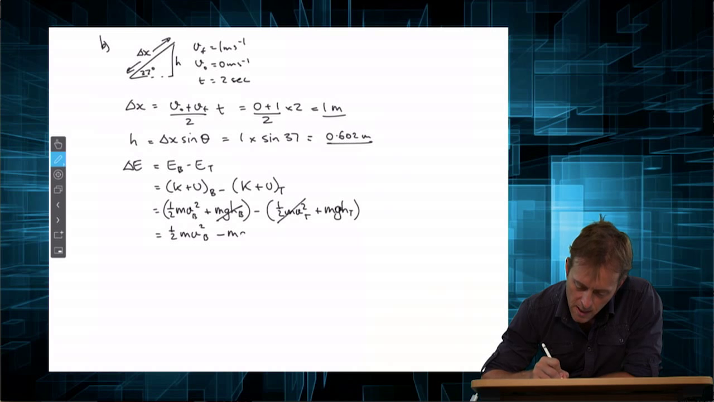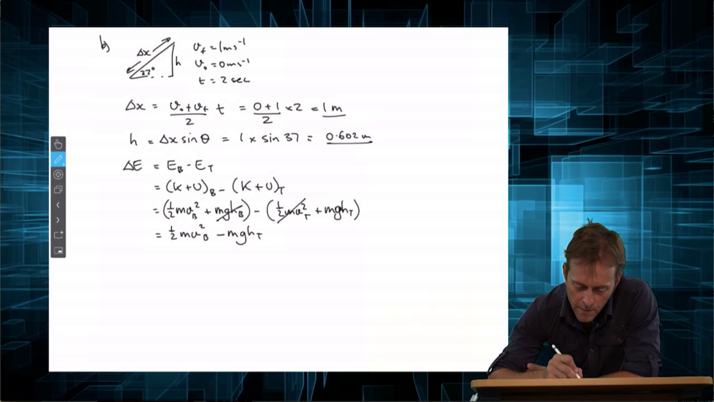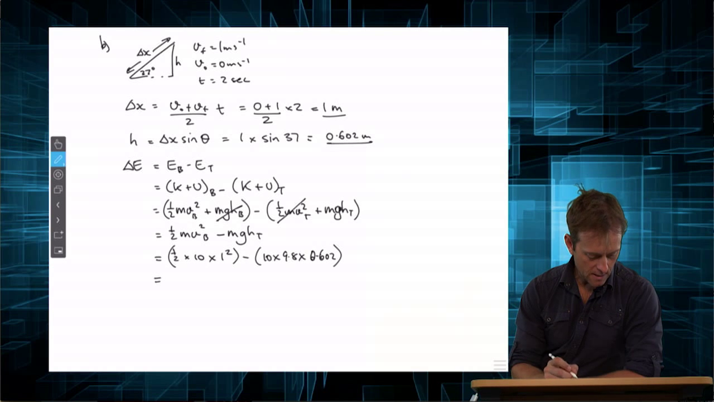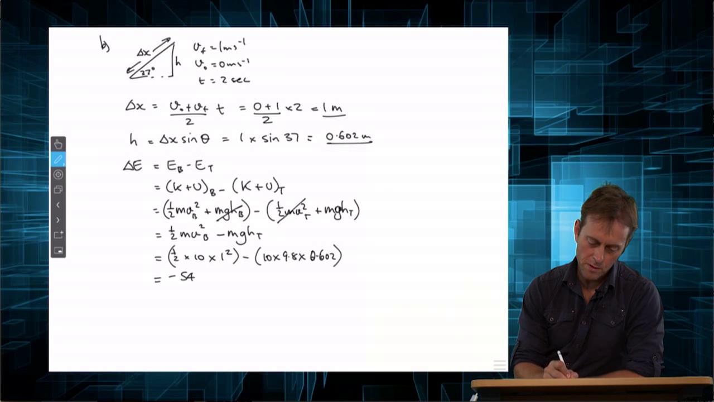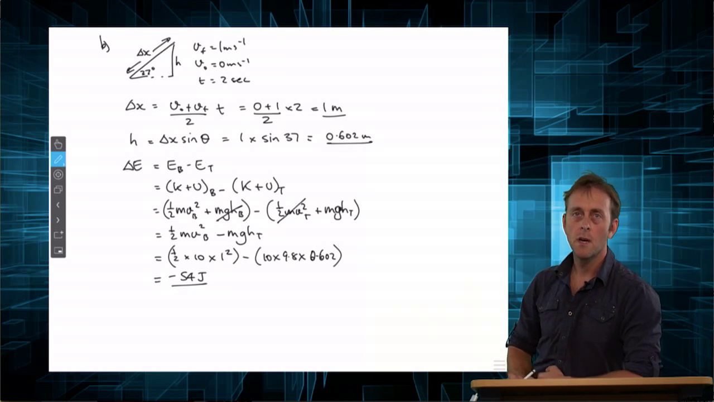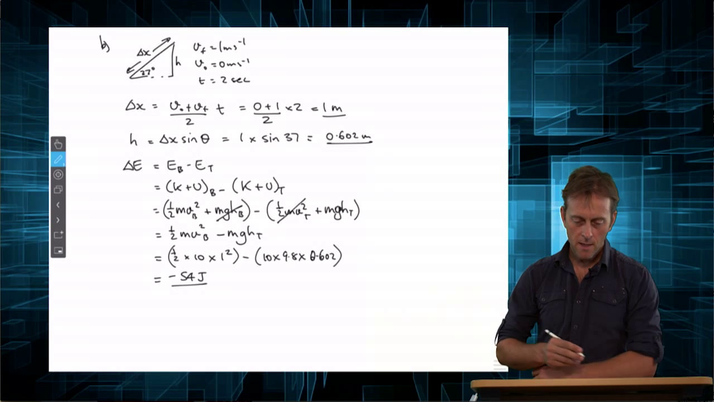minus mgh_t. So we can put in some values there, and we get a half times 10 times 1 squared minus 10 times 9.8 times the height at the top, which is 0.602 meters. And I get negative 54 joules. So our change in energy is a loss of 54 joules. We're hoping that that's the work done by friction in dissipating. So we can check that.